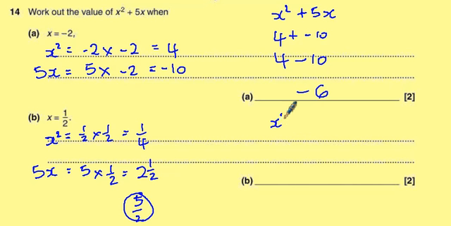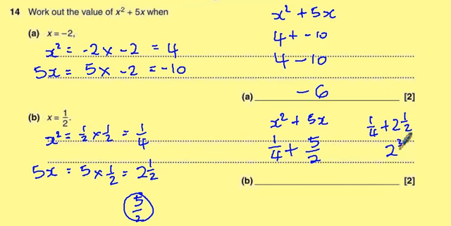So now x squared plus 5x, x squared is a quarter plus 5 over 2, or I could say it's a quarter plus 2.5. 2.5 plus another quarter is 2 3/4. So our answer is 2 3/4.